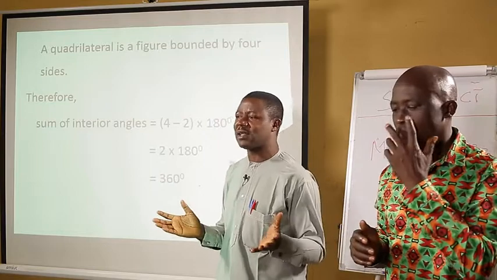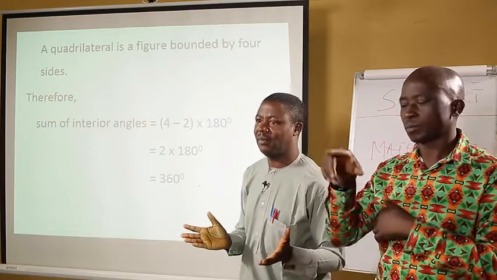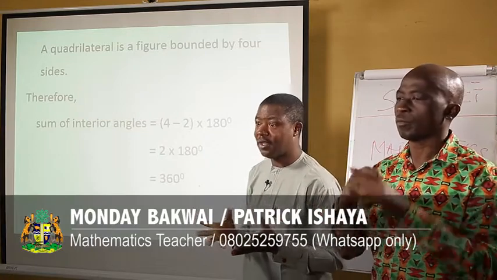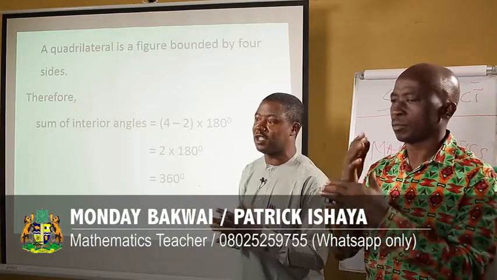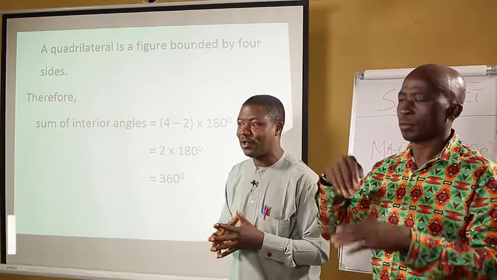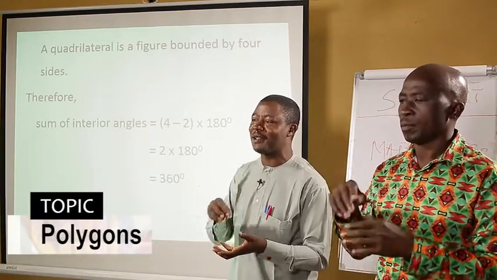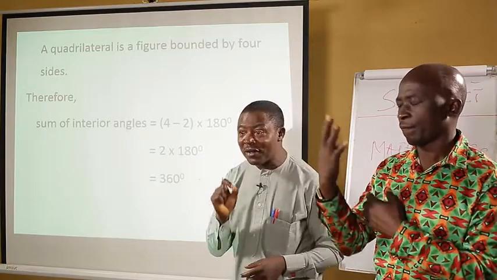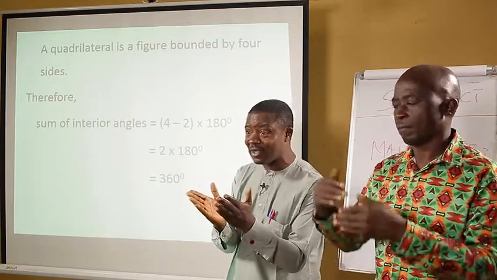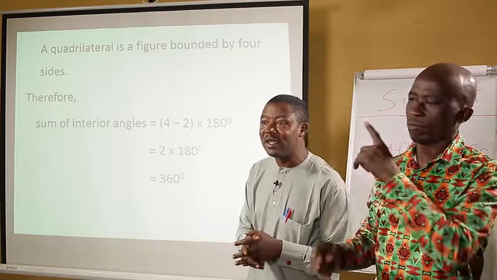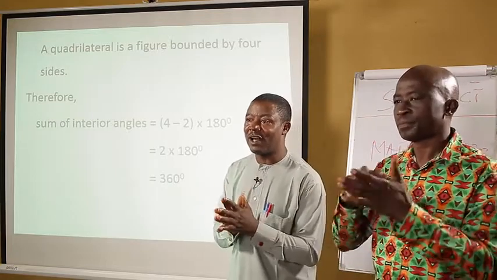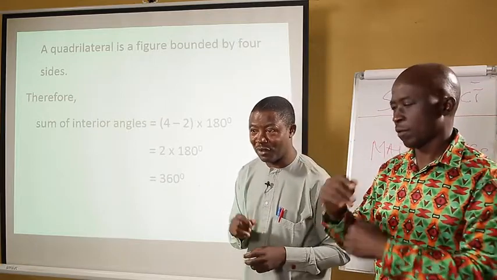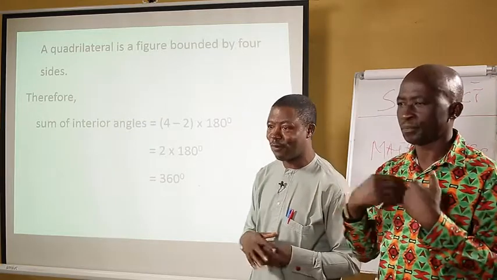Now, quadrilateral. Quad is from quarter. So when you divide 360 into 4, you have quarter. A quadrilateral is a figure bounded by 4 sides. Any figure bounded by 4 sides is a quadrilateral. It means the polygon has 4 angles and equally 4 sides.